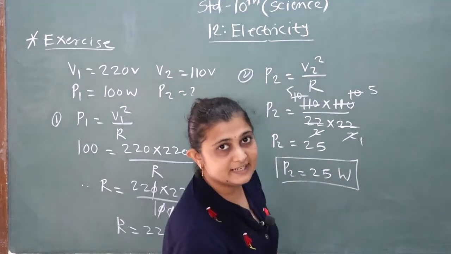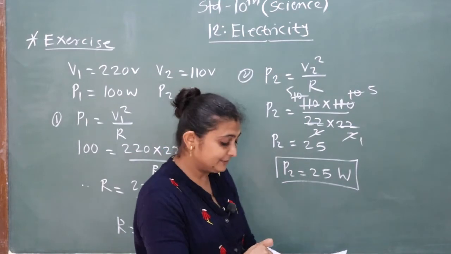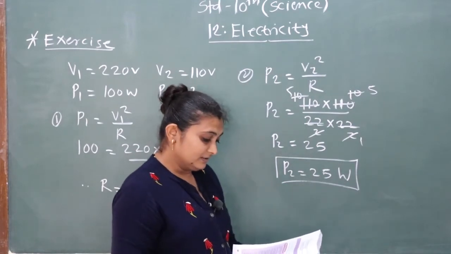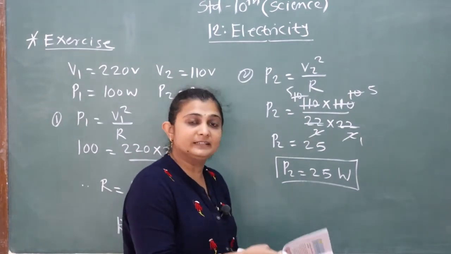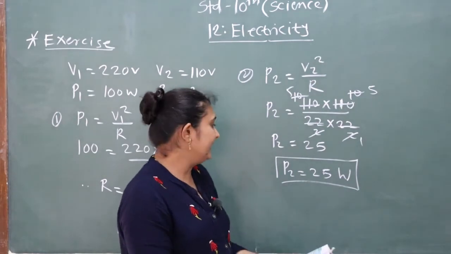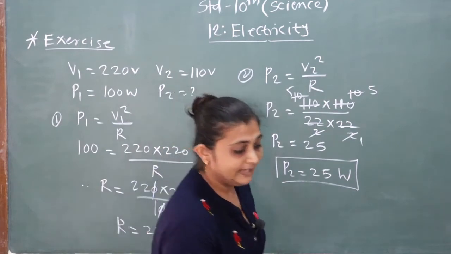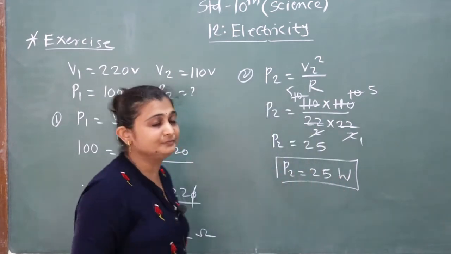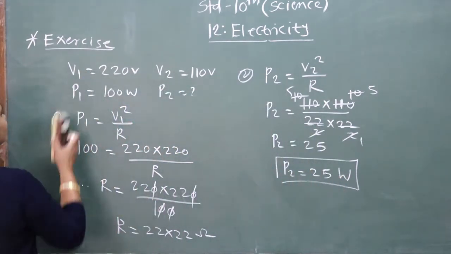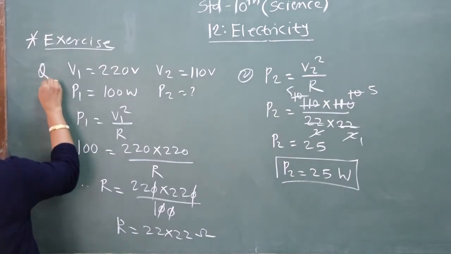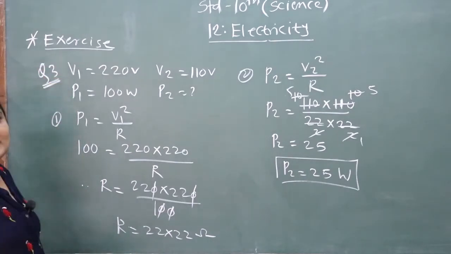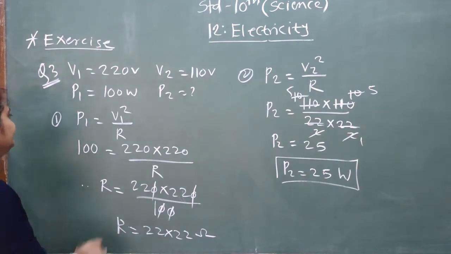Then see in your textbook which option is correct. For question number 3, option D is correct, that is 25 watt. Note down this and read question number 4. This was question 3, and now we will solve question number 4.